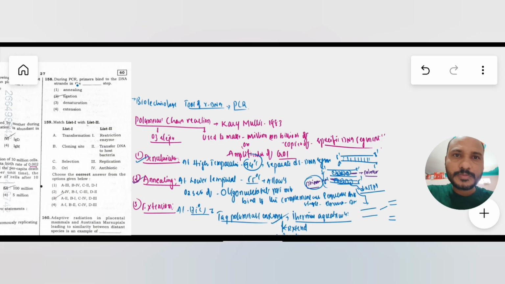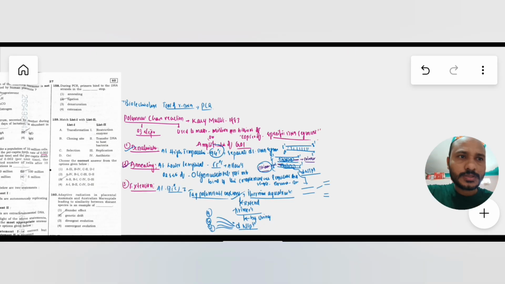So here, during PCR, primers are bound to the DNA template strand in which step? The annealing step. So here the right answer is annealing. The first option is the right answer.